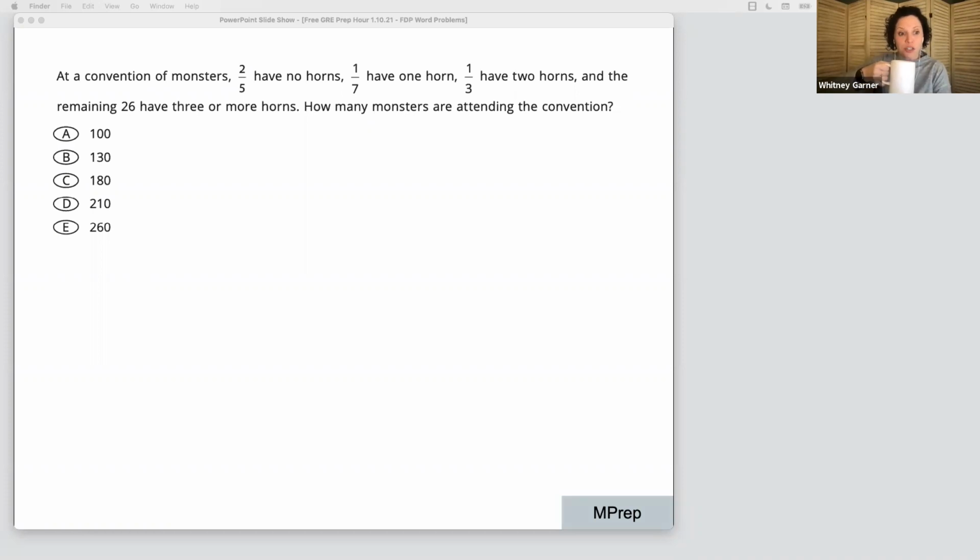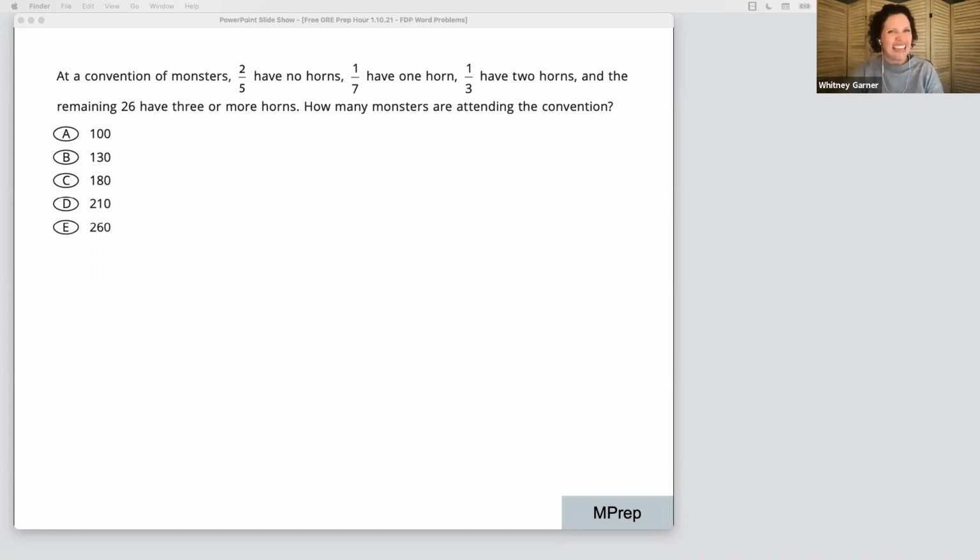So much stuff. They didn't give me a total amount. In fact, that's what they were looking for, right? If they had just told me from the beginning how many, say 350 monsters, off I go. Then I have to find a common denominator of 3 really ugly fractions. What is the common denominator of 2/5, 1/7, and 1/3?